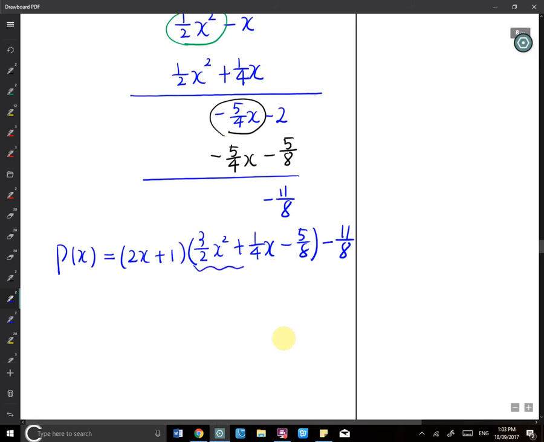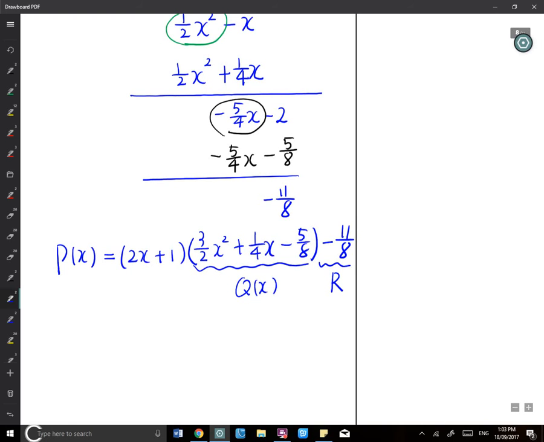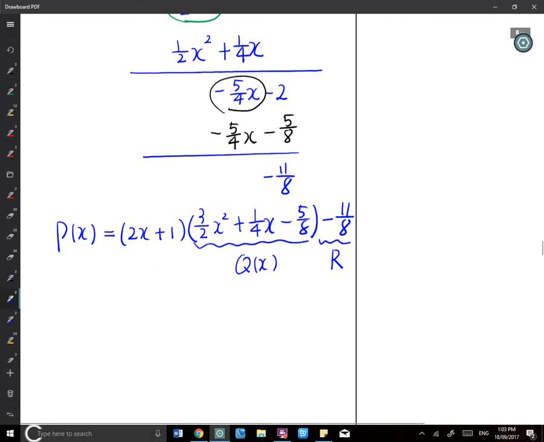Okay, normally we'll call this Q(x), and we call the remainder R. What you're trying to divide is P(x), and the quotient is Q(x), and then the remainder is R. That's just the name of it. You can call it whatever you like, but normally we express it as Q(x) plus the remainder. All right.